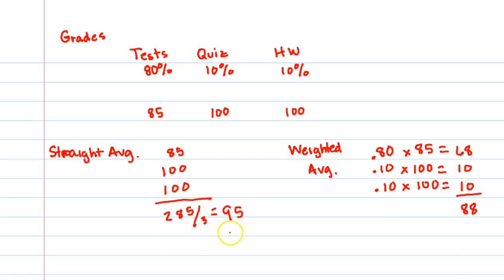Now, on a straight average, you would have a 95, an A. On a weighted average, you would have an 85, a B. So there's a definite difference between a straight average and a weighted average. It's to your advantage for a teacher to grade you on a straight average as opposed to having them grade you on a weighted average. Because normally on a weighted average, your test grades are going to be the heaviest weighted item.